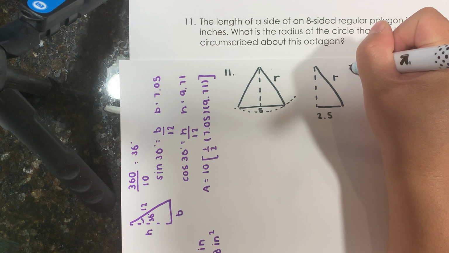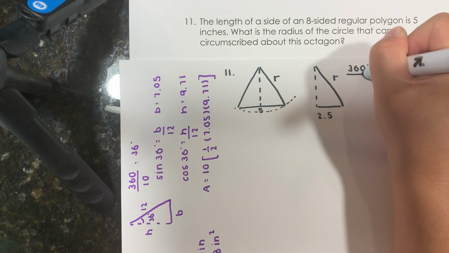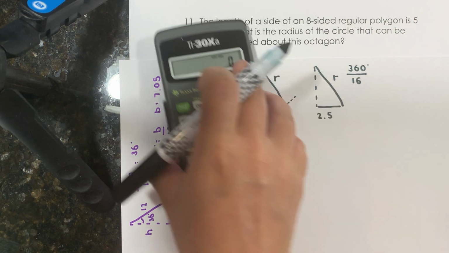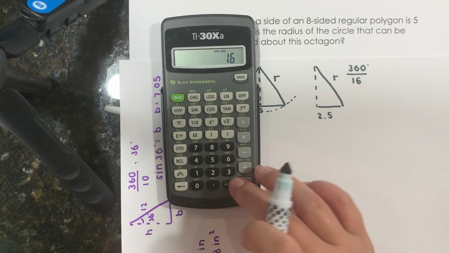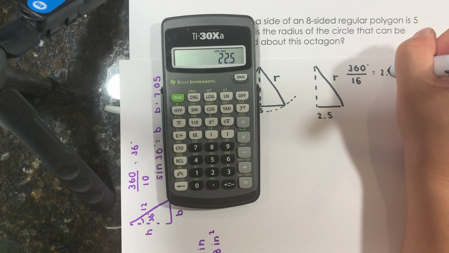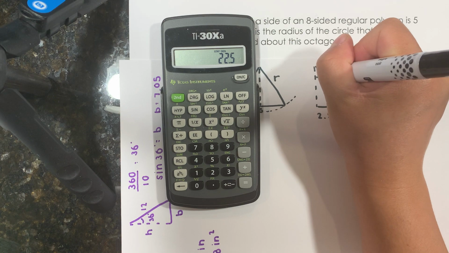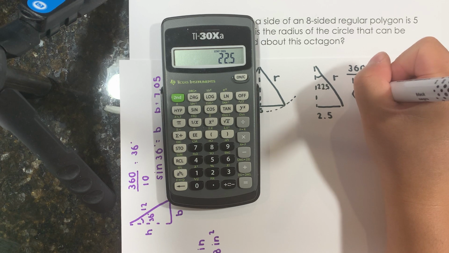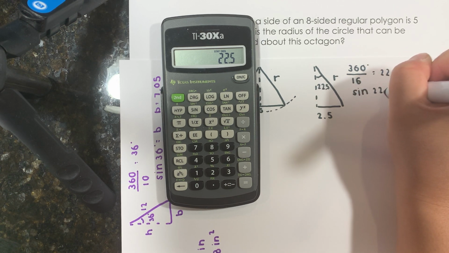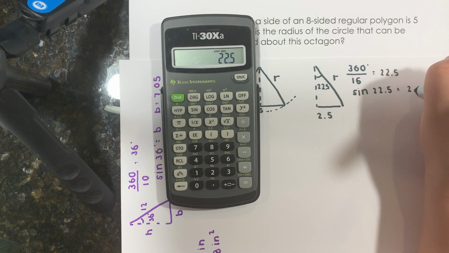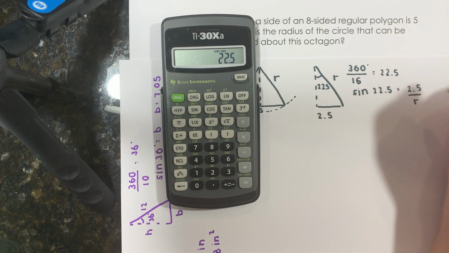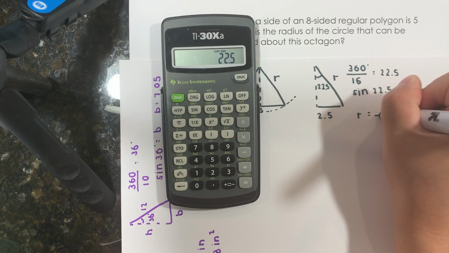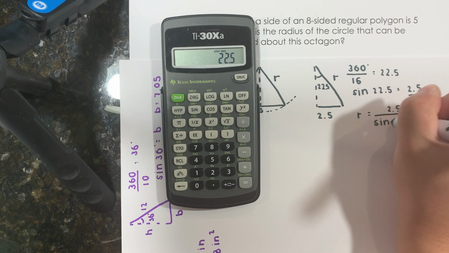I need to find the angle, so I'm going to do 360 divided by 16, because there would be 16 right triangles on an 8-sided figure. So 360 divided by 16 would give me 22.5 degrees. And we are going to use sine. So sine of 22.5 equals opposite, which is 2.5, over hypotenuse, which is r. So the radius is going to be equal to 2.5 divided by the sine of 22.5.